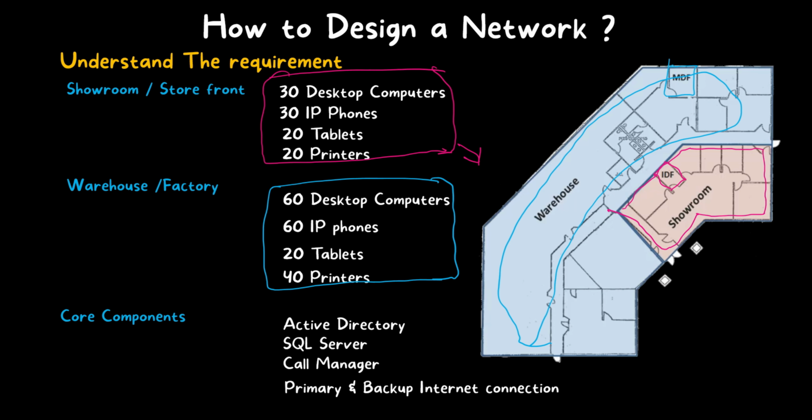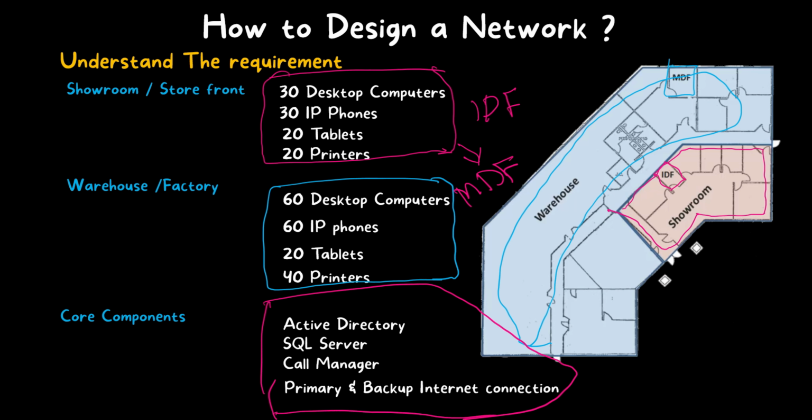So in this picture, all the IT asset cabling at the showroom area will go to IDF. All the IT asset cabling at the warehouse area will go to MDF, and all the core components, same like Active Directory, SQL Server, Call Manager and internet connection, everything we will connect at MDF because that is the main distribution frame. So now we have identified where to run the cable for the end user computer connectivity.